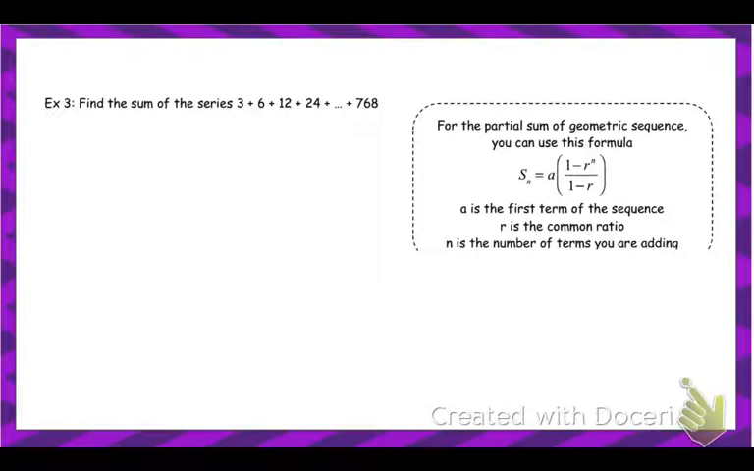The problem here is we don't know what n is. I know I'm adding until 768, but I don't know what term that is. So I need to start by solving for that. In order to solve for that, I need to use the sequence formula, because to determine a place in a sequence, I need to use the sequence formula. Once I know n, then I can plug it in and use the partial sum formula. So we know that 768 is going to equal A times my common ratio, which is 2 here, to the n minus 1. Then from here, I just need to solve for n.